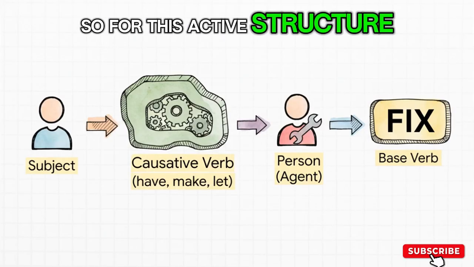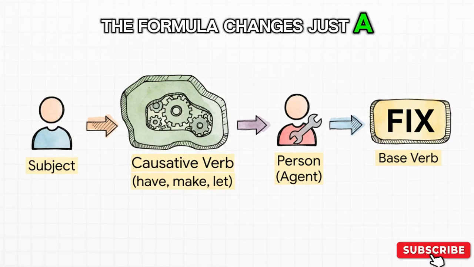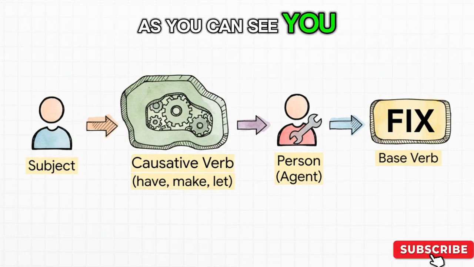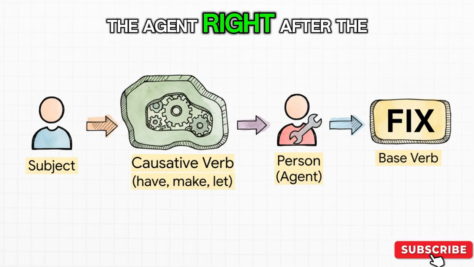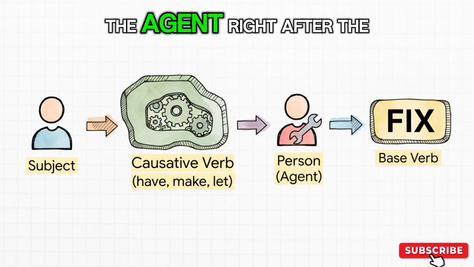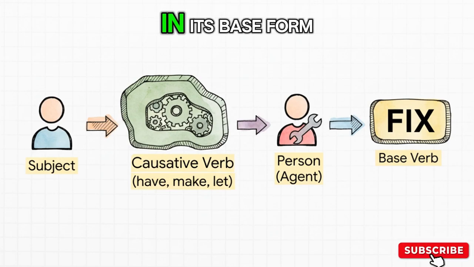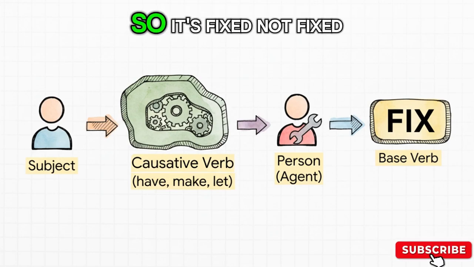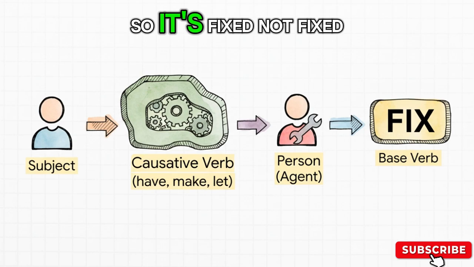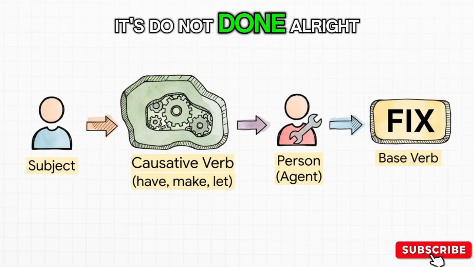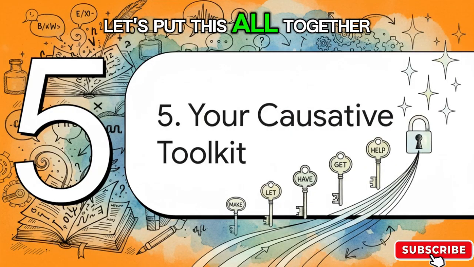So for this active structure, the formula changes just a little bit. As you can see, you put the person, the agent, right after the causative verb. And here's the most important part to remember. The final verb is now in its base form. So it's fix, not fixed. It's do, not done.